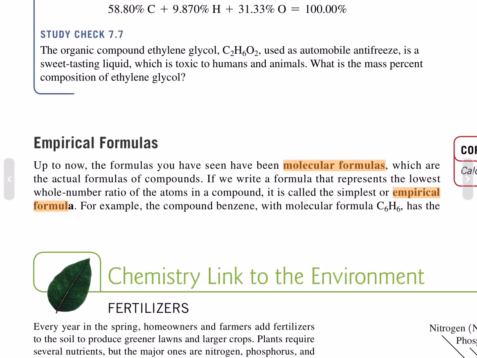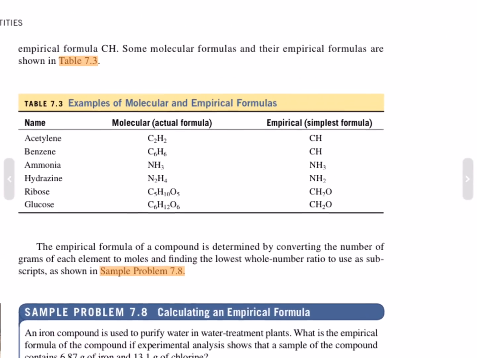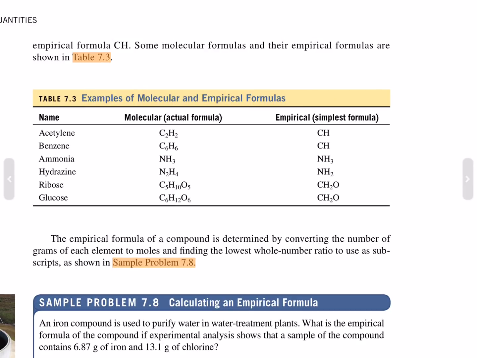Empirical formulas. Up to now, the formulas you have seen have been molecular formulas, which are the actual formulas of compounds. If we write a formula that represents the lowest whole number ratio of atoms in a compound, it's called the simplest, or the empirical formula. For example, the compound benzene with the molecular formula C6H6 has the empirical formula CH.